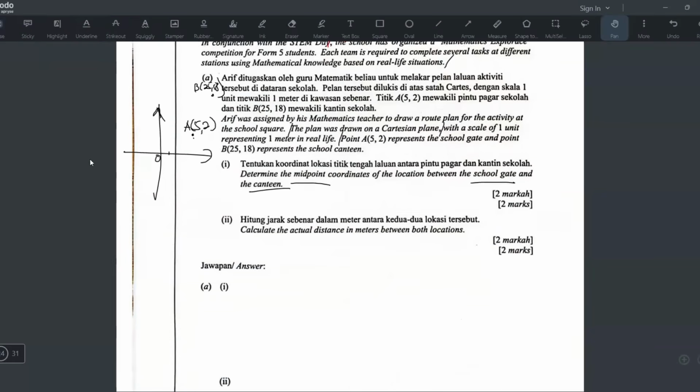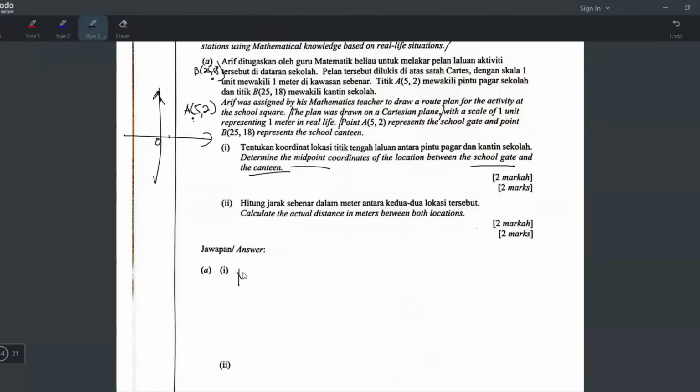Oh my god, this is so easy. Just use the midpoint formula. If you're an MS student, you definitely must know this, because MS students learn about coordinate geometry. But if you're a math student, you learn this in form 1, form 2, form 3. The midpoint formula is (x plus x) divided by 2, (y plus y) divided by 2. But they want the midpoint for the school gate and canteen, which is point A and point B.